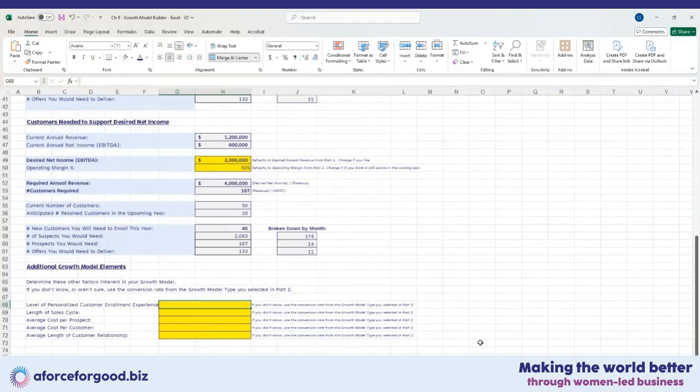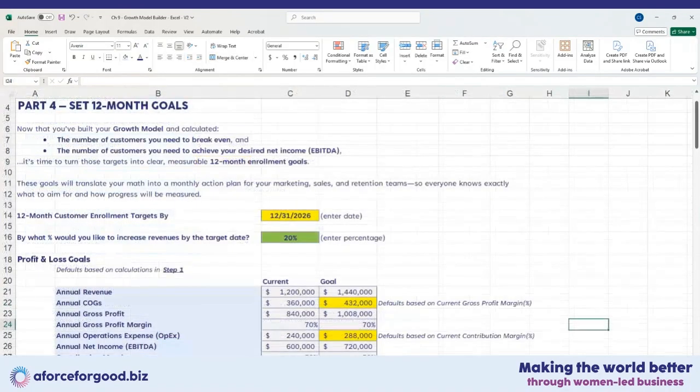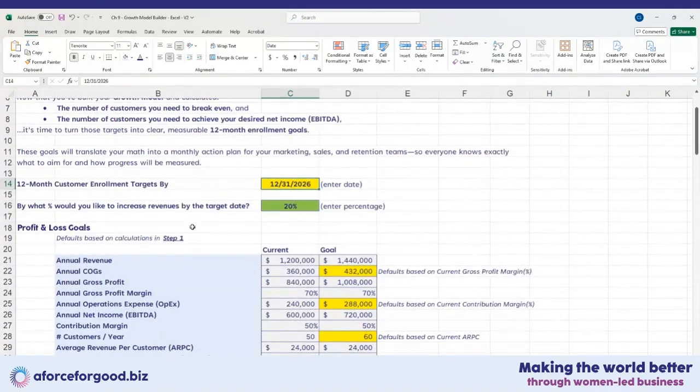Fill those in with actual data or the data we've already supplied to you. Now we're going to set your goals for 12 months out. Some of this is going to pull over from prior pages, so a lot of the work you've done is going to come right over. And so let's say customer enrollment targets by 12/31/2026. And by what percent would you like to increase your revenues by this target?